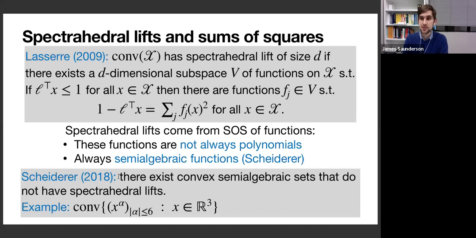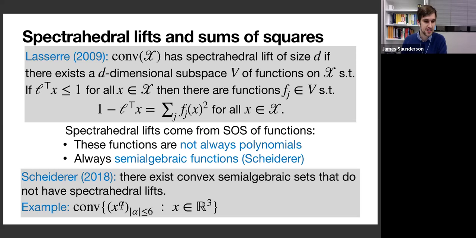Okay, so people had asked, well, semi-definite programming is pretty powerful. It can do all this crazy polynomial optimization stuff. Are there actually any convex semi-algebraic sets, which really means built out of polynomials, that you can't describe with semi-definite programming? Or can you actually get everything with SDP? Okay, and what Scheiderer shows, in fact, is that there exist convex semi-algebraic sets that do not have spectrahedral lifts.